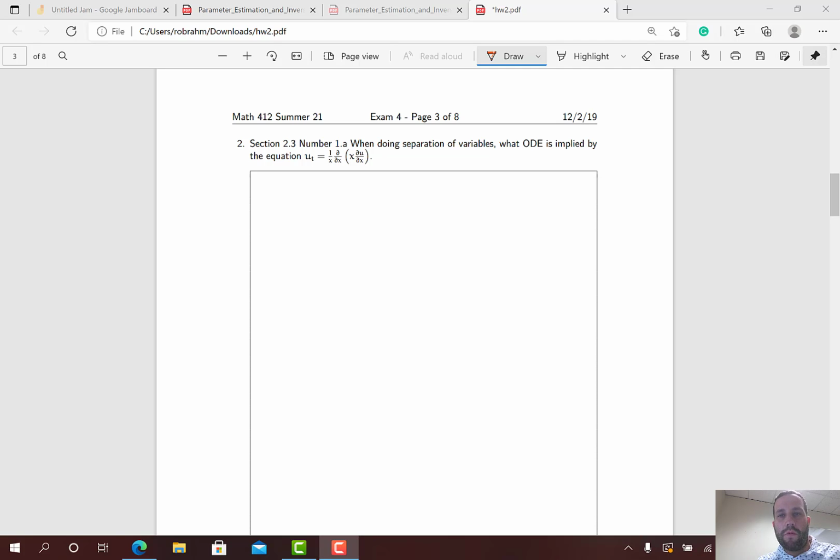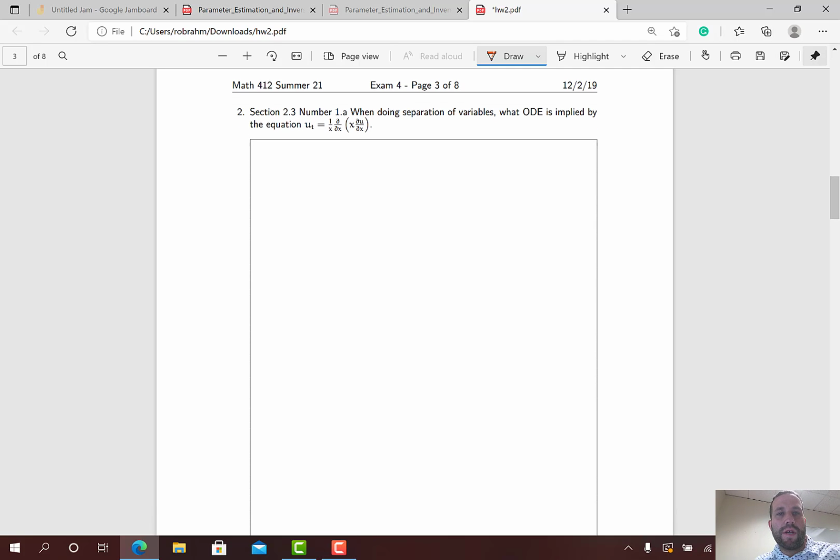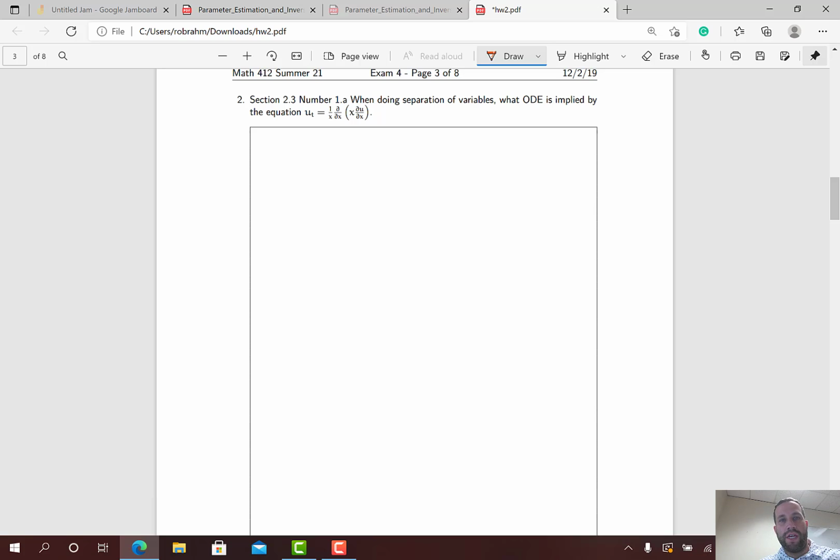Okay, so in this problem we have a PDE. We want to do separation of variables to see what ODEs we're going to get. So in other words, we're going to assume that we have a solution of the form u(x,t) equals f(t), just some function of t, times phi(x), just some function of x.